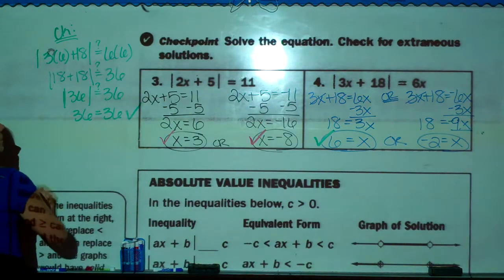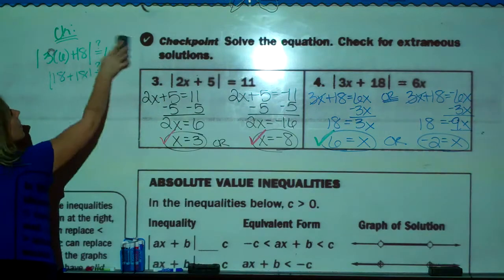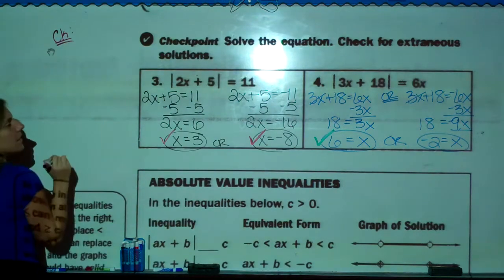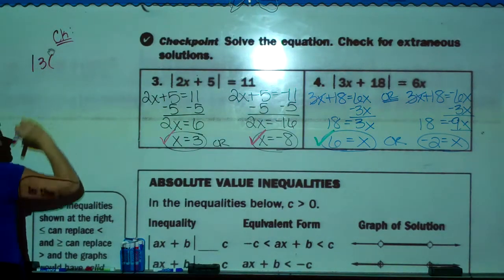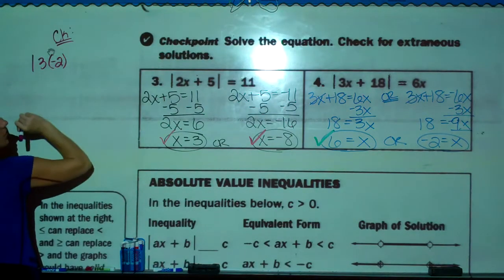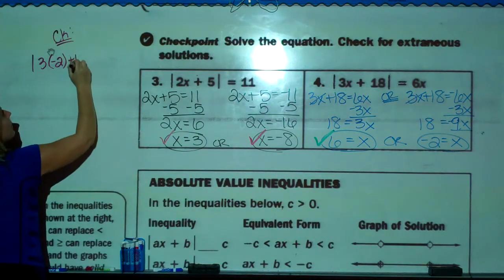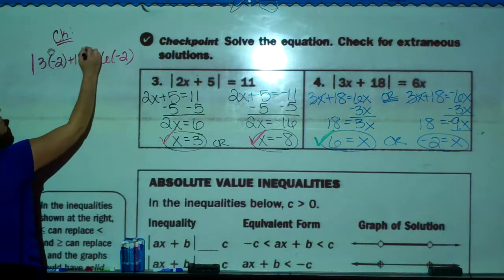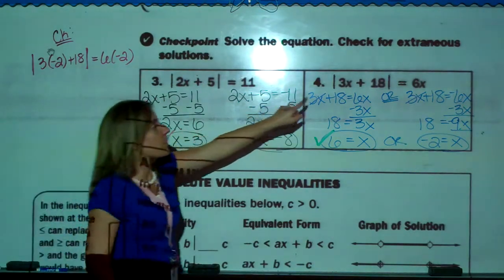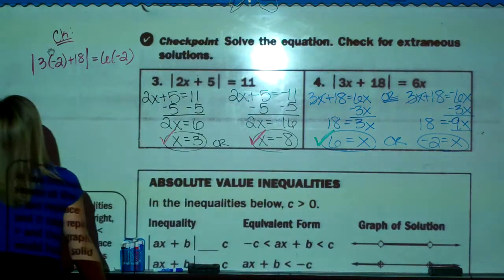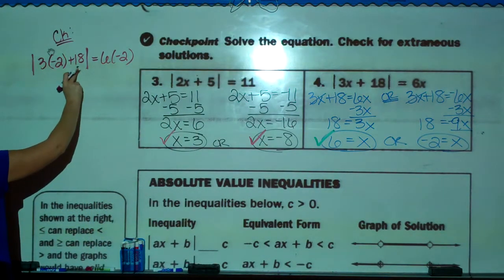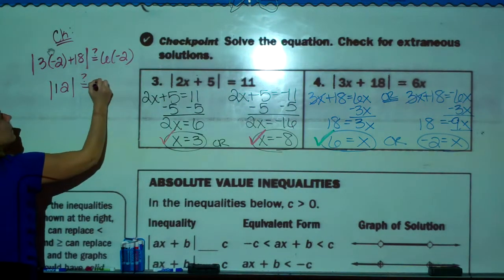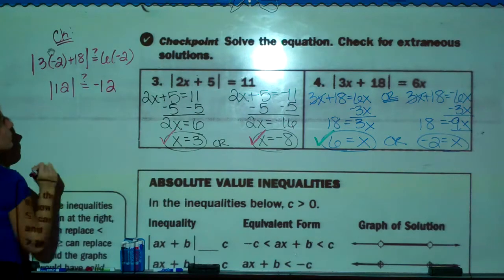I'm going to need some more room, so I'm going to go ahead and erase that. And let's check one more time. Okay, so the absolute value of 3 times the last one, negative 2, pardon me, plus 18 equals 6 times negative 2. Again, I'm putting the negative 2 in for both of the x's. All right, and then I just need to solve. This is negative 6 plus 18 is 12. 6 times negative 2 is negative 12.